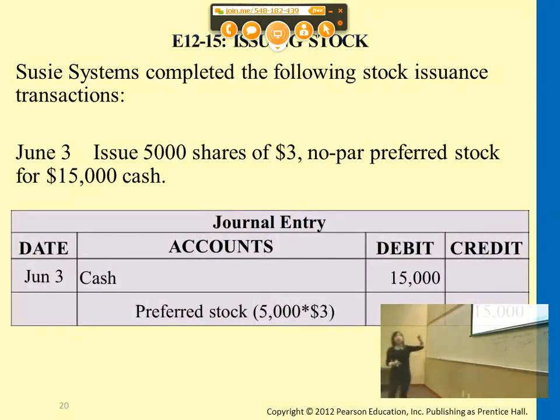Okay, so for any no par stock, no par common stock, no par preferred stock, if they don't give you a stated value either, then whatever it is, the issue price goes into the preferred stock account or common stock account. So you have 5,000 shares issued here. The market price is $3. Since there's no face value to compare against, we don't have a premium account here. So just 5,000 times $3, debit cash, credit preferred stock for $15,000.